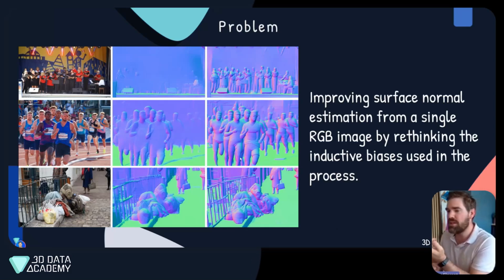The problem they want to solve is this one: they want to improve surface normal estimation from just a single RGB image by rethinking how they induct these biases in the process. So how they give this pixel information and rotation information so that it can work better. And in the middle, you see a previous state-of-the-art approach, and you clearly see the distinction between what we were able to get out of this image and what we can now get out.